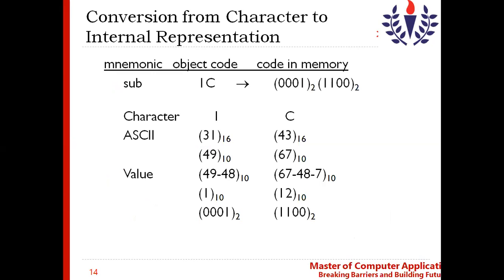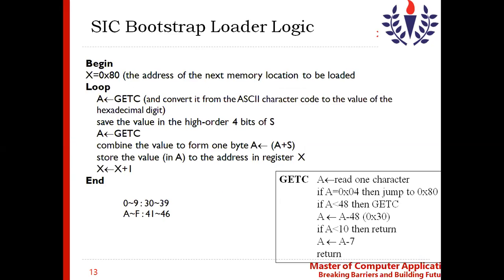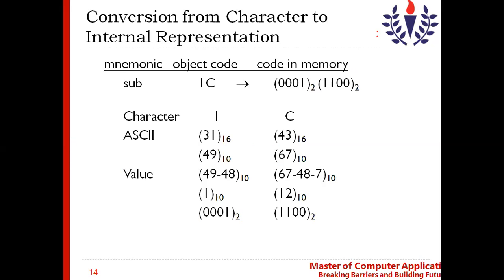Say for example, let us take 1. So 1 is denoted in the hexadecimal format. As I already told you, 0 to 9 is nothing but 30 to 39. So 0 will be represented by 30, 1 will be represented by 31, and so on, 9 will be represented by 39. That is the reason 1 will be represented by 31 in the hexadecimal format.